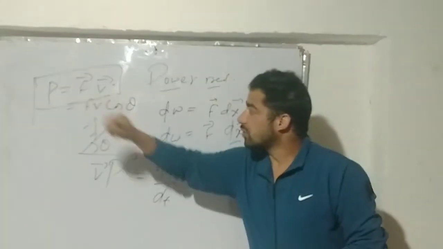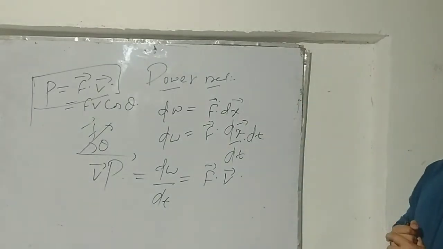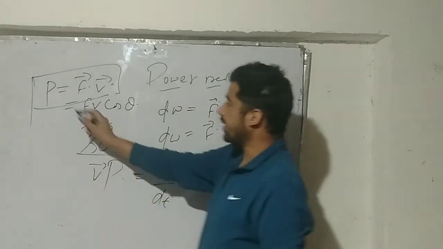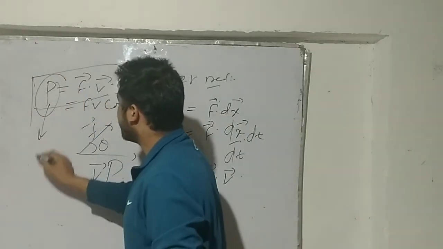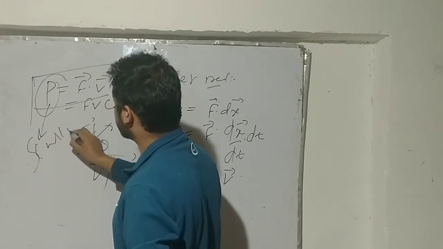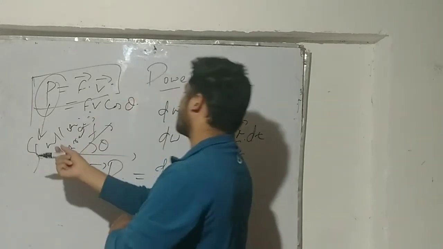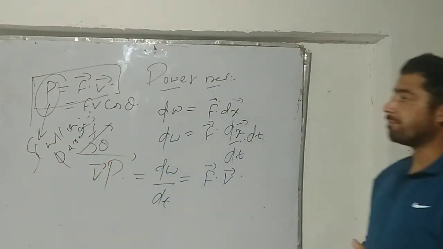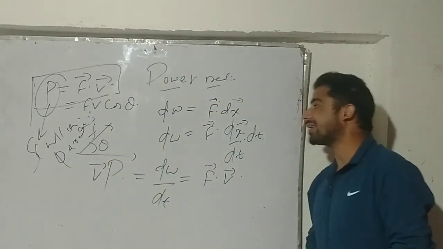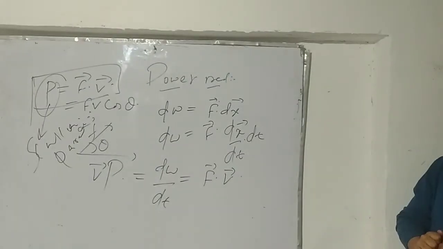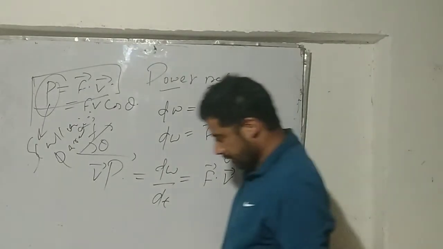So this dot product takes care of everything. We can easily say that power is a scalar quantity. This is how we define power in the language of physics: it is the rate of doing work. That is what we call power.